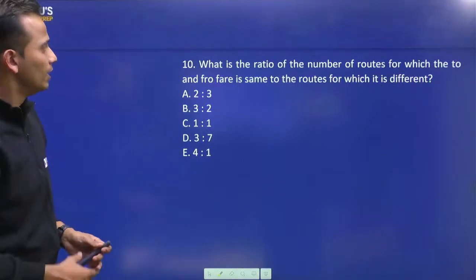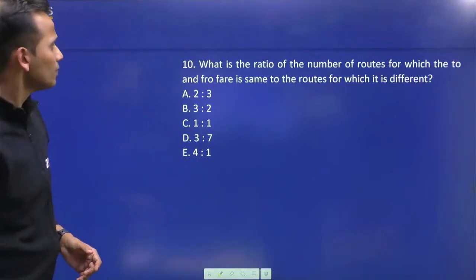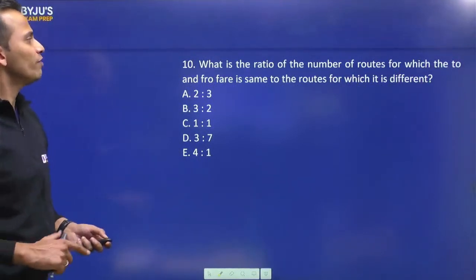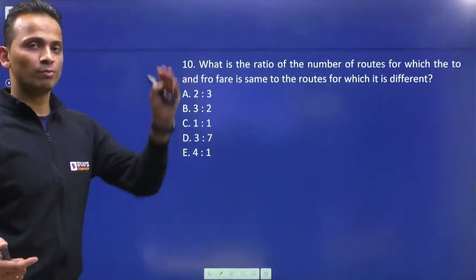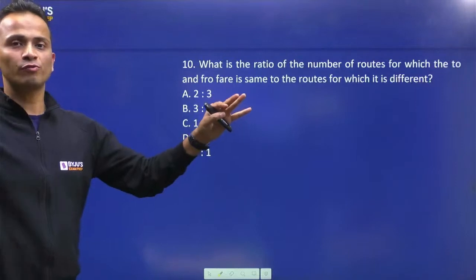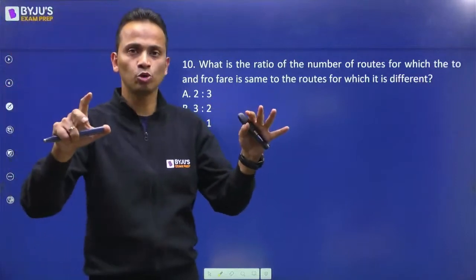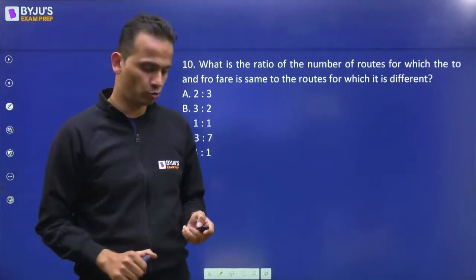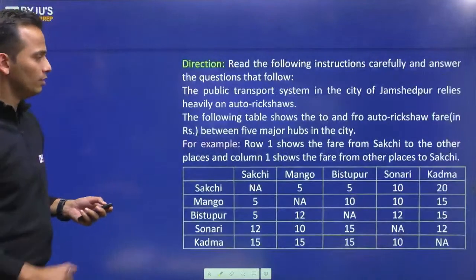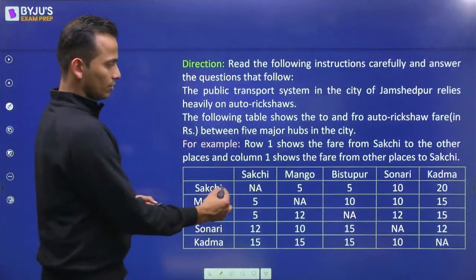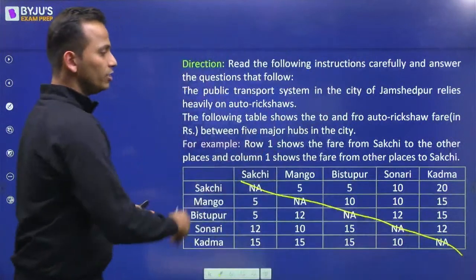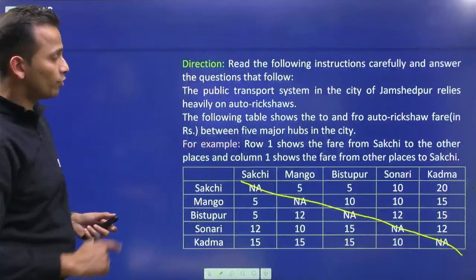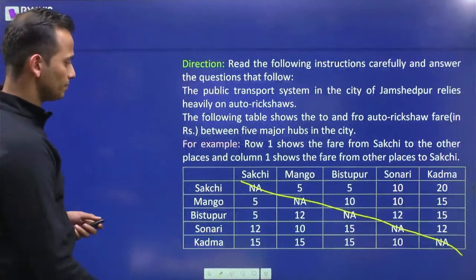Okay. Now let's solve this one. What is the number of routes for which to and fro is same and the number of routes for which it is different? We'll calculate both of them and then we'll take their ratio. So I'll go back to the table. And look on both sides of this diagonal that I've drawn.